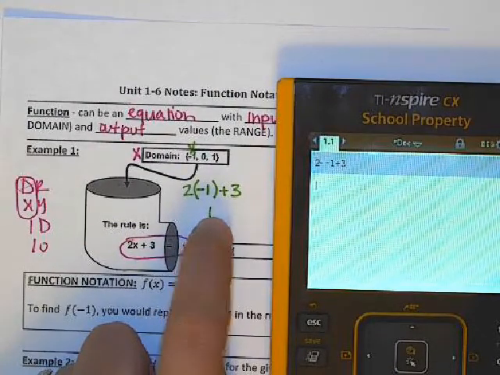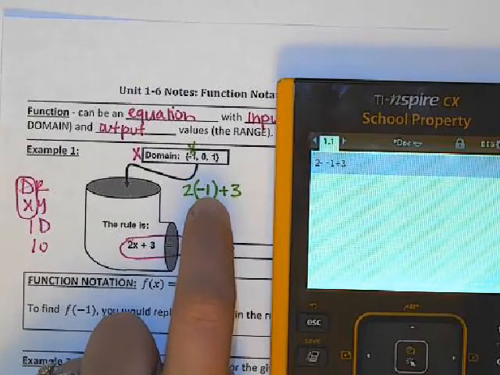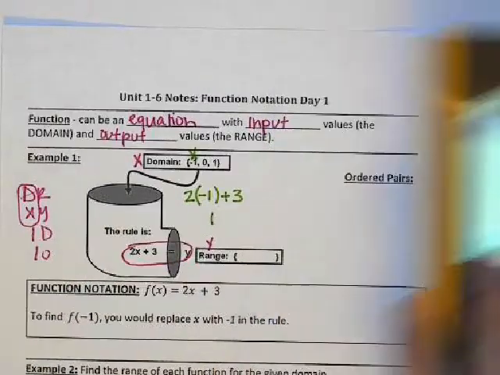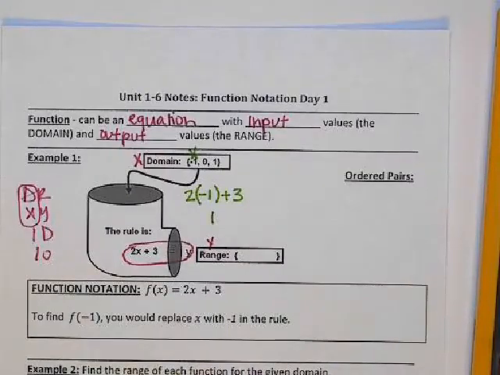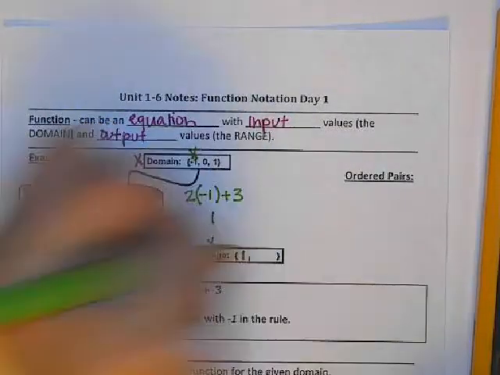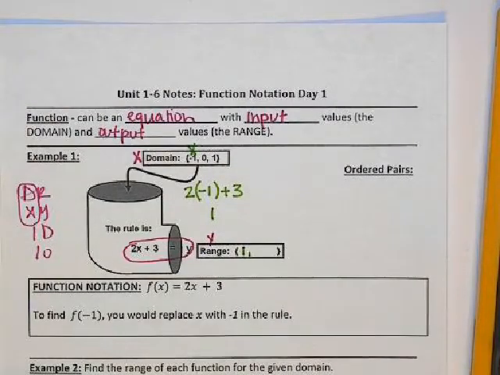Oh, y. I already put the x. The x is -1. My y is my answer, which is going to be, oops, sorry, that's going to be my range. So 1 right here. So I'm going to write that. Does everybody see where I wrote the 1 under range? Okay. Now, how many x's do I have? 3. I've got 3 x's.